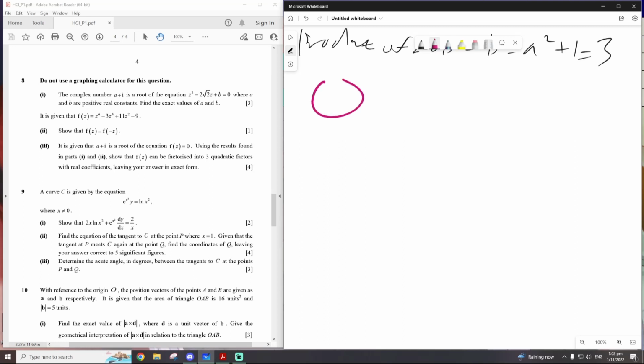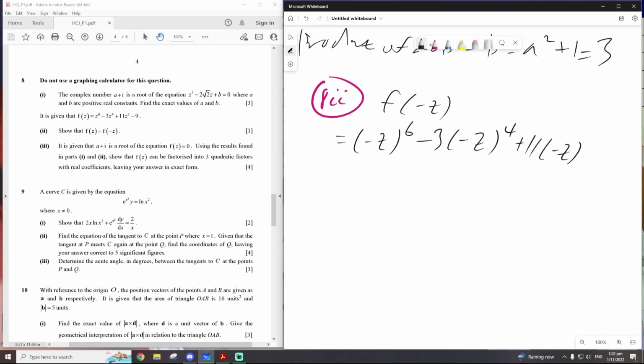Of course you can do the traditional way if you don't know what the sum and product of roots are. Okay, 8 part 2. I hope nobody really needs me to show you how to do this part. f of negative z is negative z power 6 minus 3 negative z power 4 plus 11 negative z squared minus 9. Then, since they are even powers, we get z power 6 minus 3z power 4 plus 11z squared minus 9, which is exactly f of positive z. Hopefully you could have done this yourself, but just to be complete.